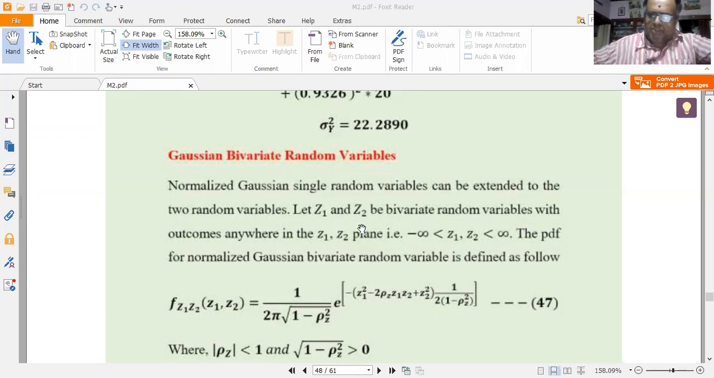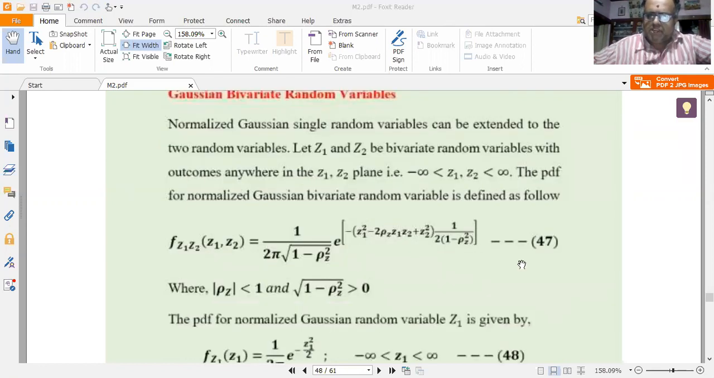Let capital Z1 and capital Z2 be the bivariate random variables with outcomes anywhere in the Z1, Z2 plane. That is, Z1 and Z2 have boundaries between minus infinity and plus infinity, which I define as minus infinity less than Z1, comma Z2 less than infinity. So the PDF for a normalized Gaussian bivariate random variable is given by this equation, which is very important.